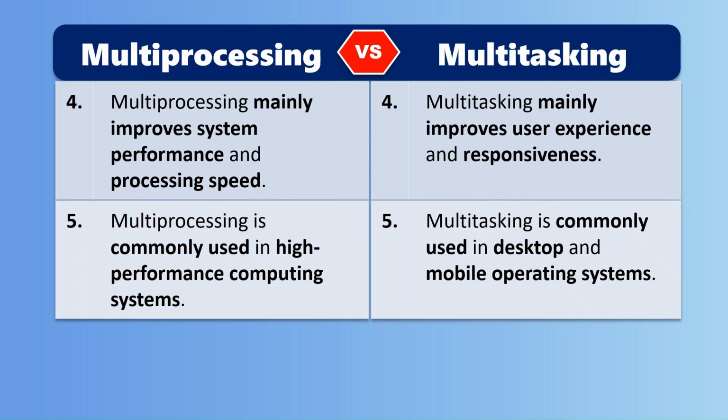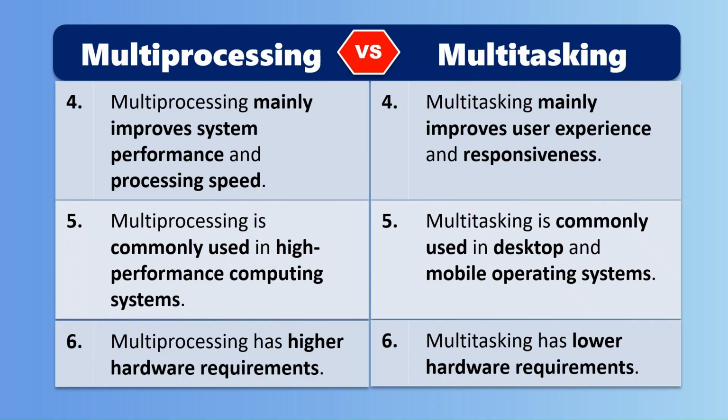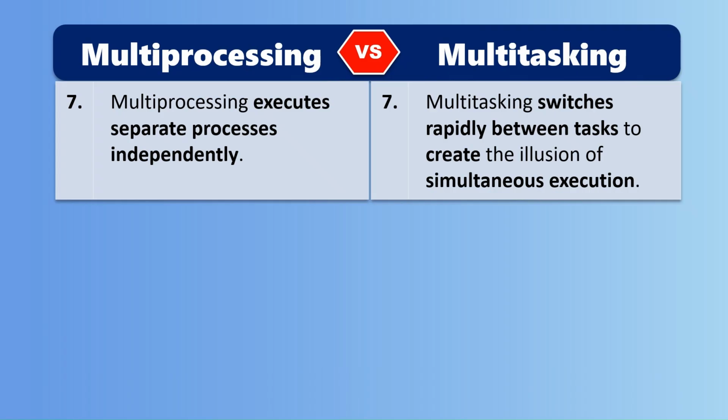Multiprocessing is commonly used in high-performance computing systems. Multitasking is commonly used in desktop and mobile operating systems. Multiprocessing has higher hardware requirements. Multitasking has lower hardware requirements. Multiprocessing executes separate processes independently. Multitasking switches rapidly between tasks to create the illusion of simultaneous execution.